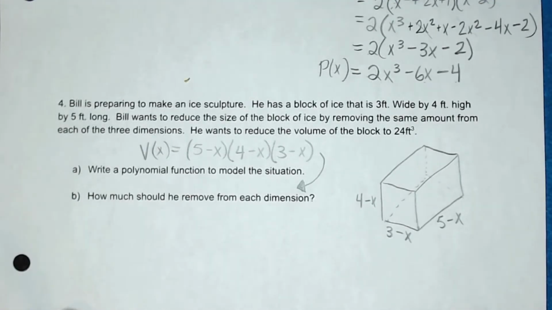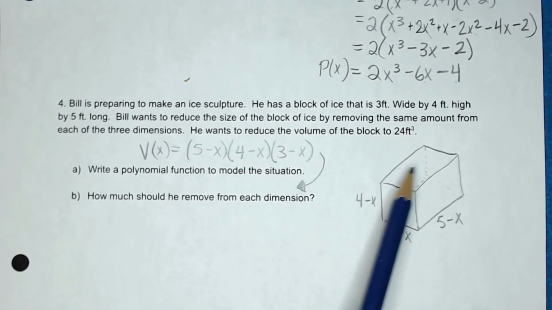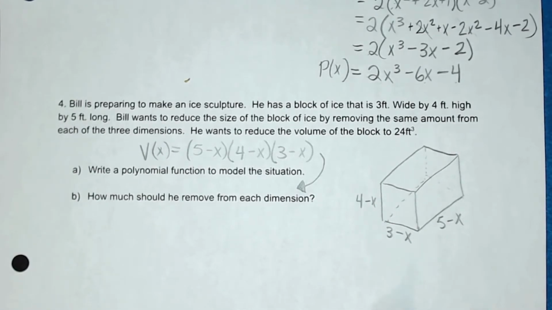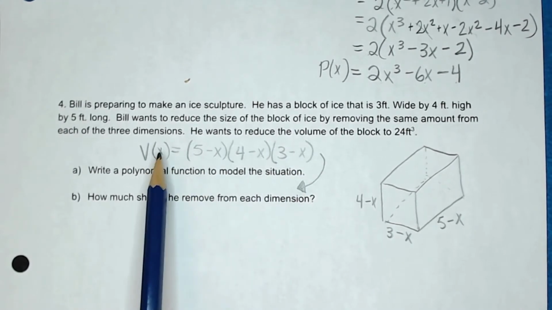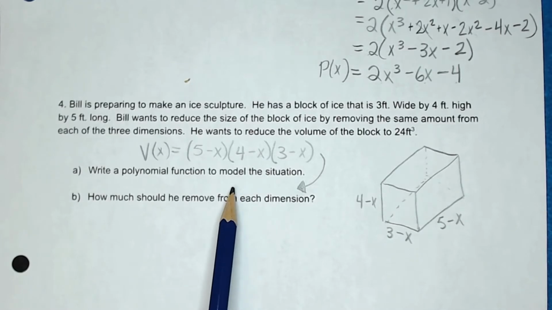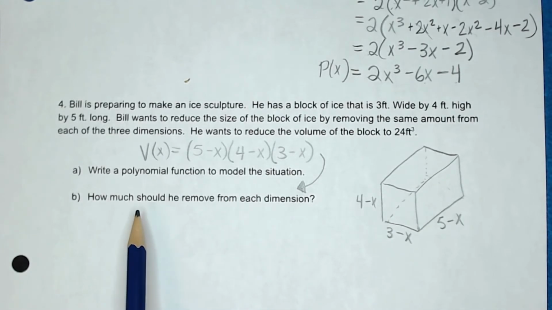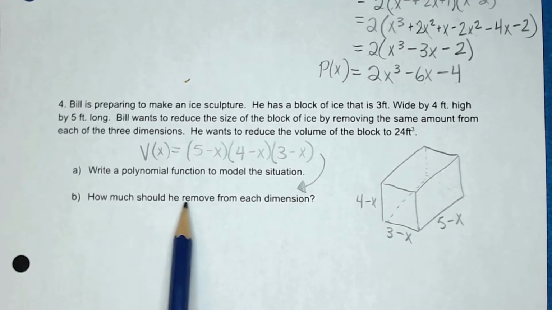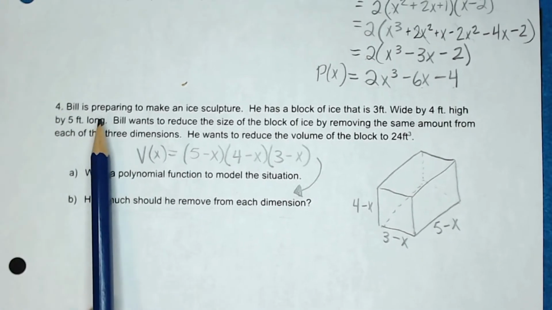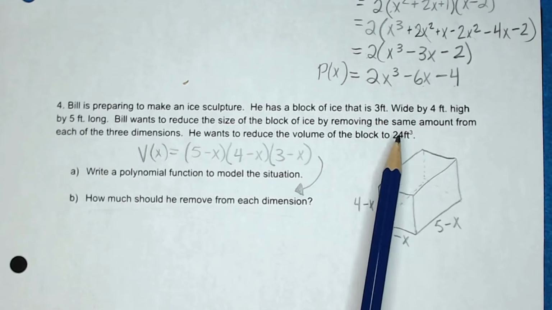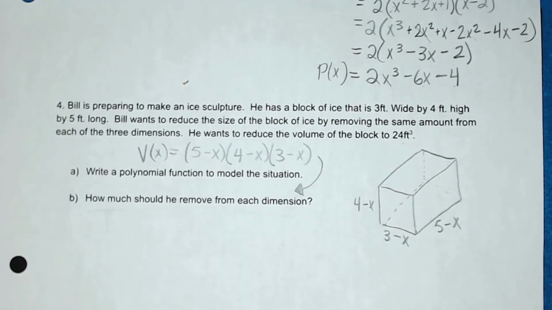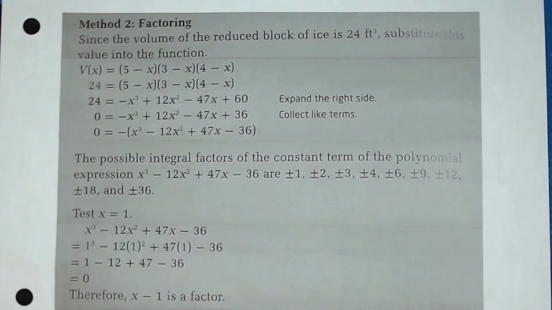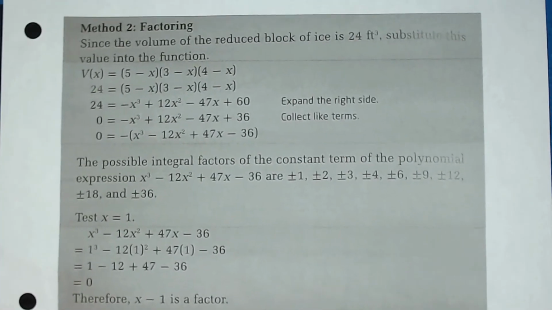You can also be given application questions for this type of problem. Bill is given a cube of ice. He's going to make a sculpture for a festival. It's asking you, what is the polynomial function, and then how much should he remove from each dimension to get a volume of 24 cubic feet? Method 1 is to use a graph, but method 2 seems a lot simpler, so we'll go with method 2.